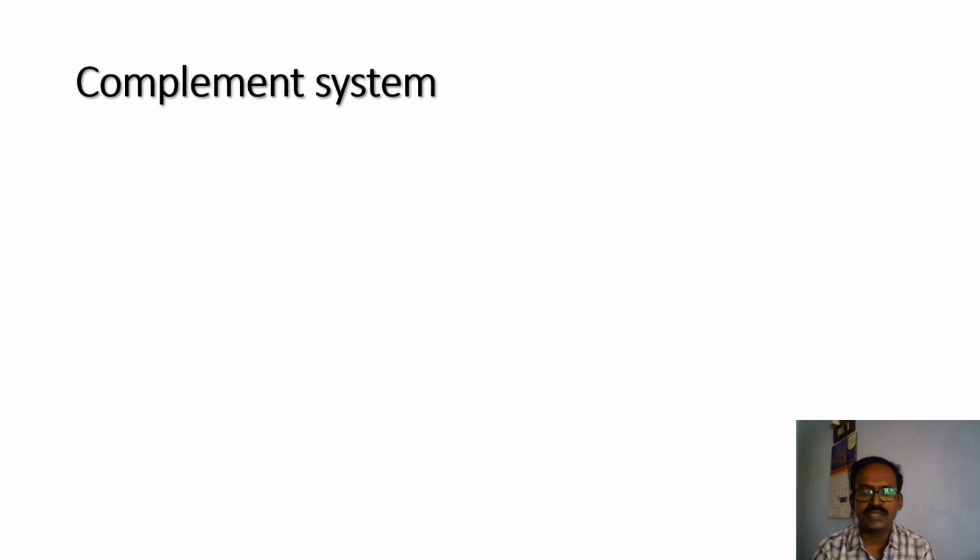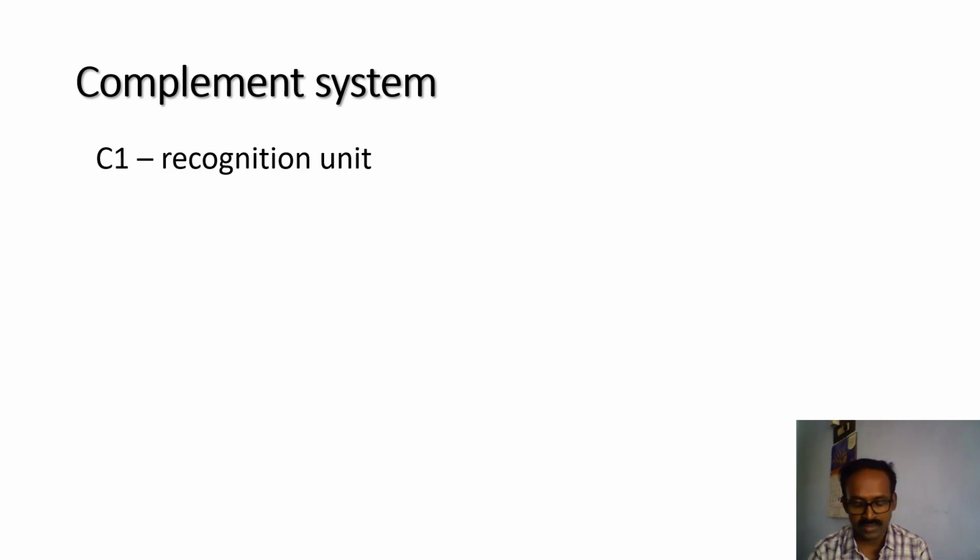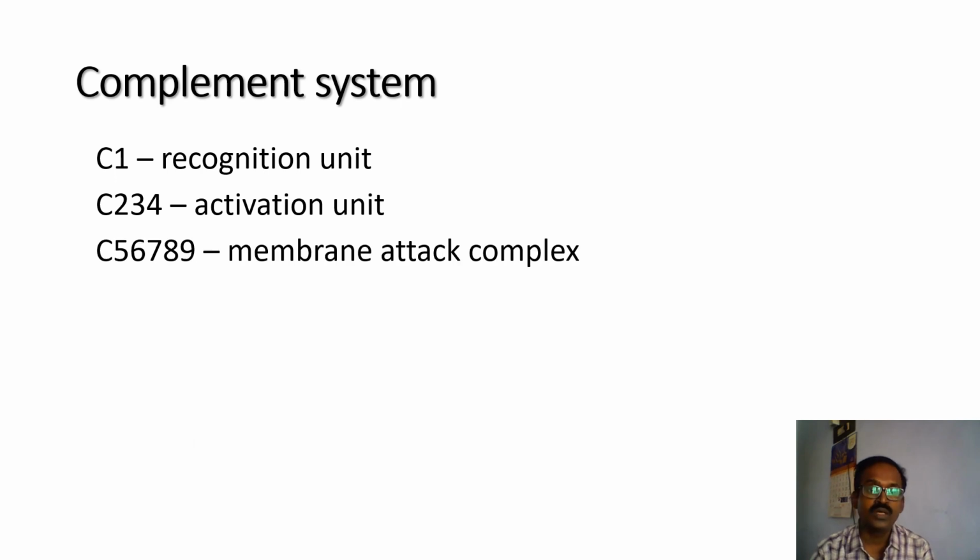In the complement system, C1 acts as the recognition unit, C2, C3, and C4 act as the activation unit, and C5, 6, 7, 8, 9 act as the membrane attack complex. It kills the bacteria. So it is 9 complement proteins, and the other ones are B and D.